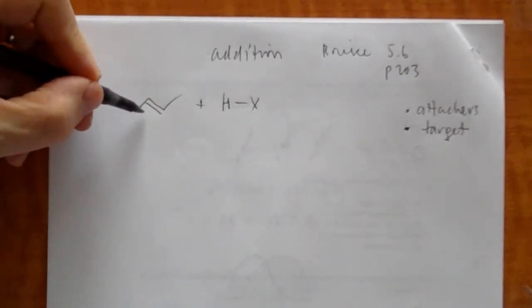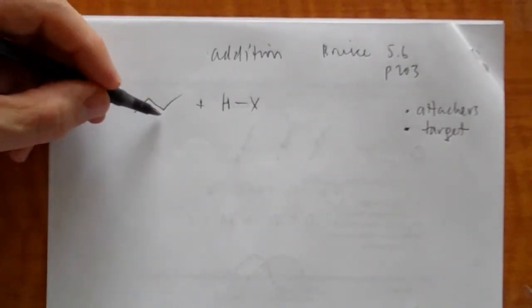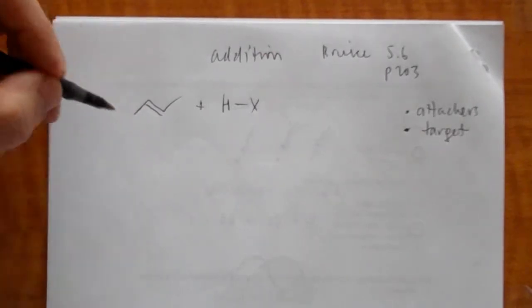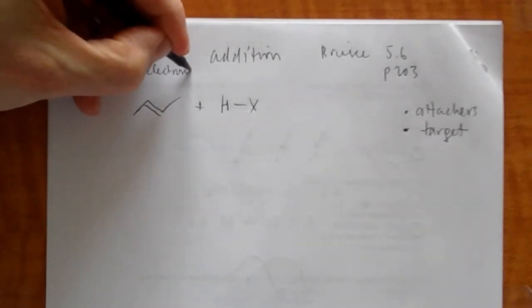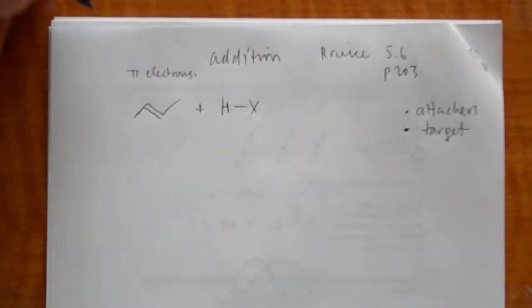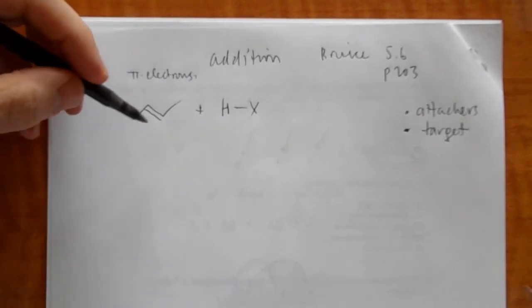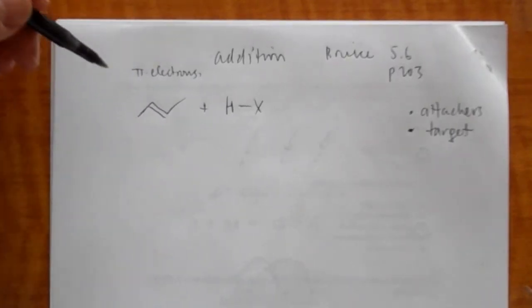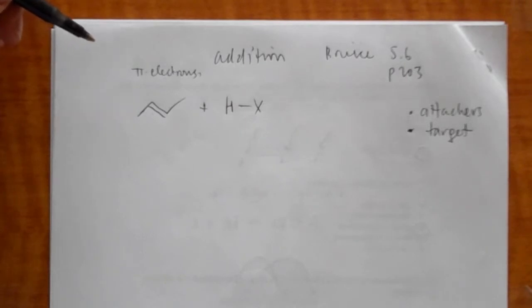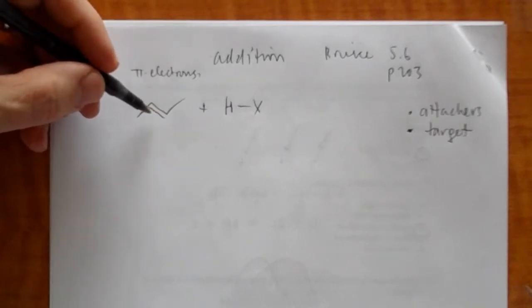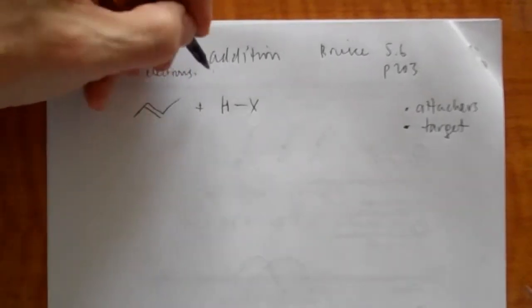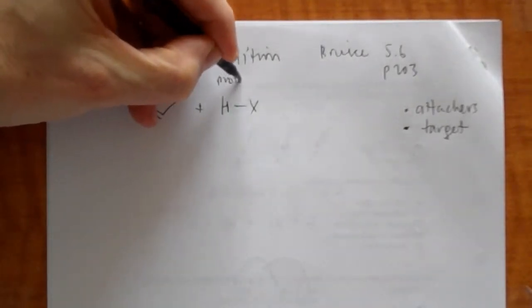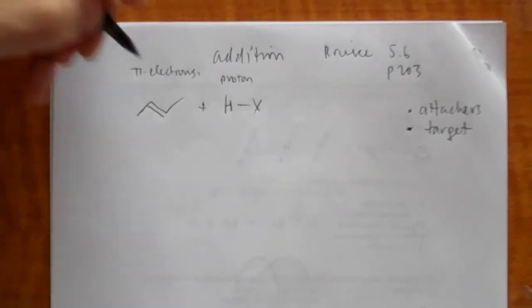Here, this looks like a pretty nonpolar molecule. It is pretty nonpolar, but you have some pi electrons in the system here. It's not the double bond that does the attacking; it's the pi electrons. It is not the double bond, because a double bond includes sigma electrons also, right? Pi and sigma. So there's a sigma bond here and a pi bond, and together they make a double bond. All right, so it's the pi electrons that do the attacking. Over here it's the proton. That's the target again.